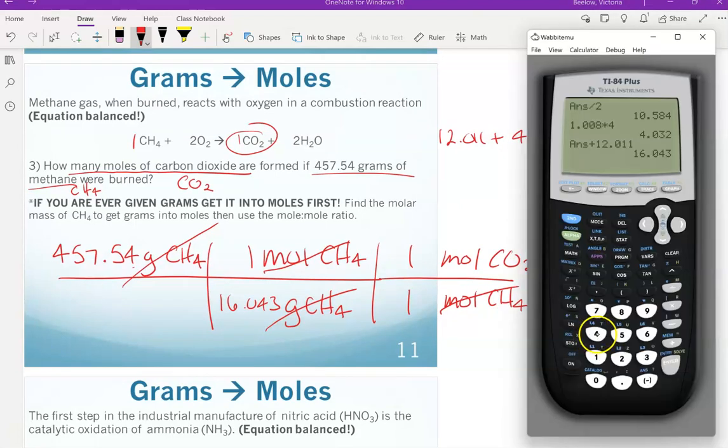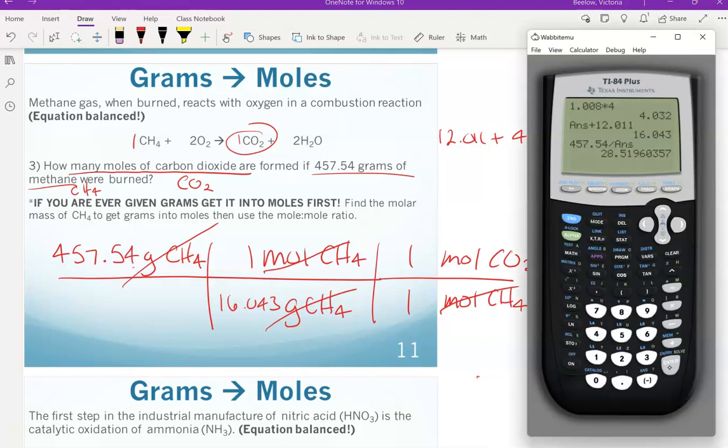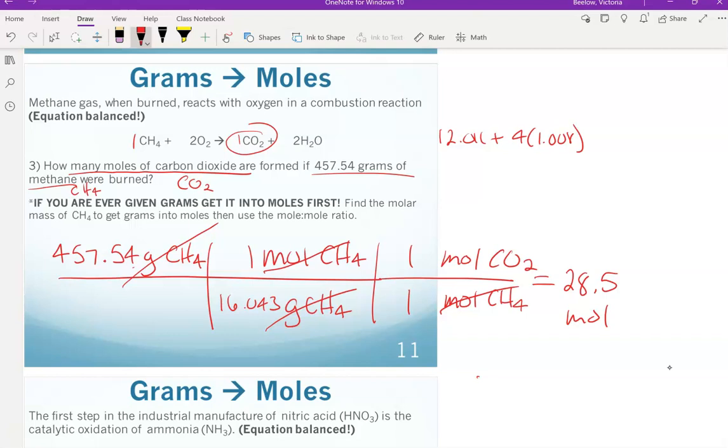So I multiply everything in the top, which is 457.54, divided by everything multiplied together in the bottom, which is 16.043. I'm going to get 28.520 moles. I'm going to go actually 4 decimal places. So 28.5252 moles of carbon dioxide, which is CO2.